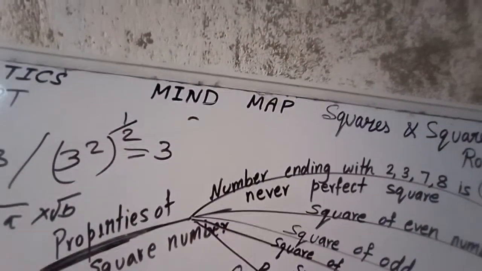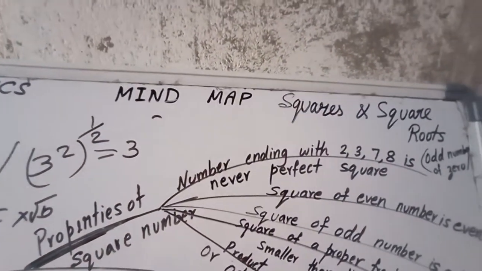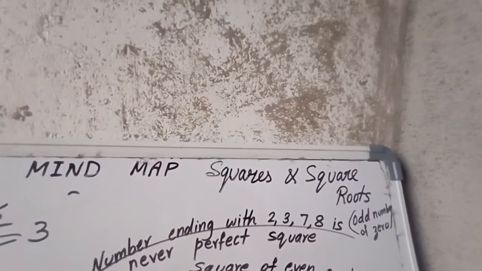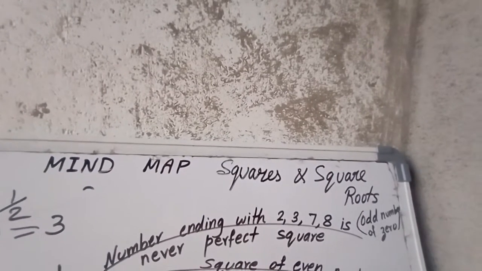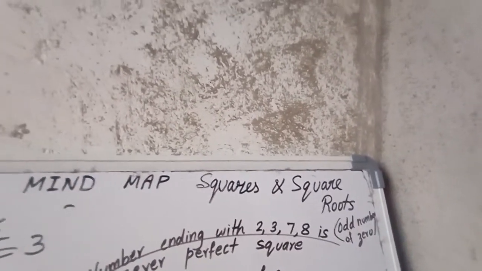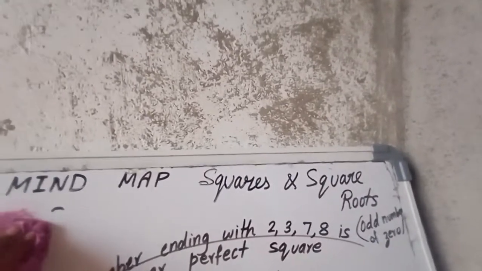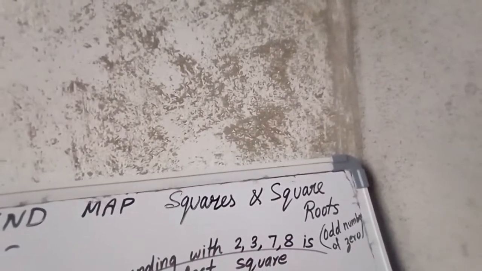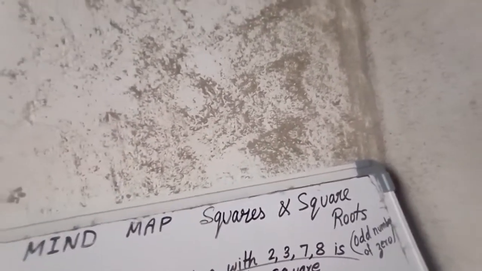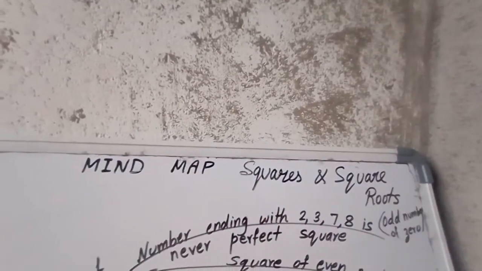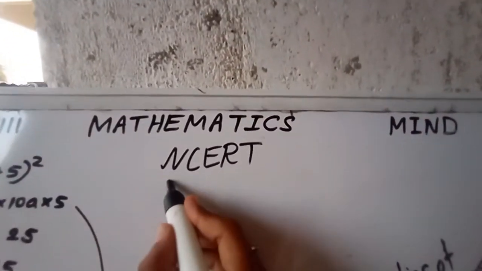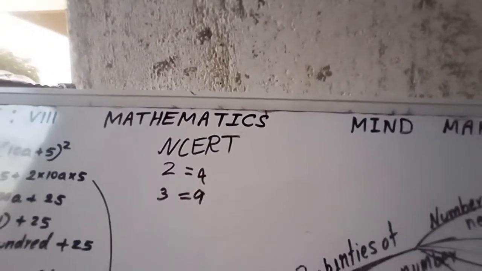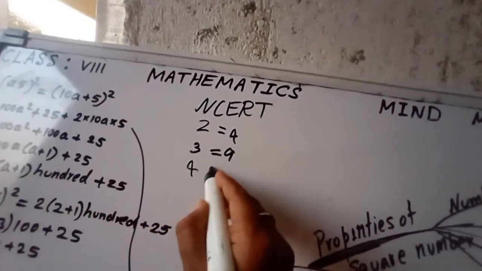Next we can go for the properties of square numbers. A number ending with 2, 3, 7, 8 is never a perfect square. Odd number of 0 also you can think over that. You can observe that numbers ending with 2, 3, 7, 8 never become a perfect square. You can see that 2 square is 4, 3 square is 9, 4 square is 16.